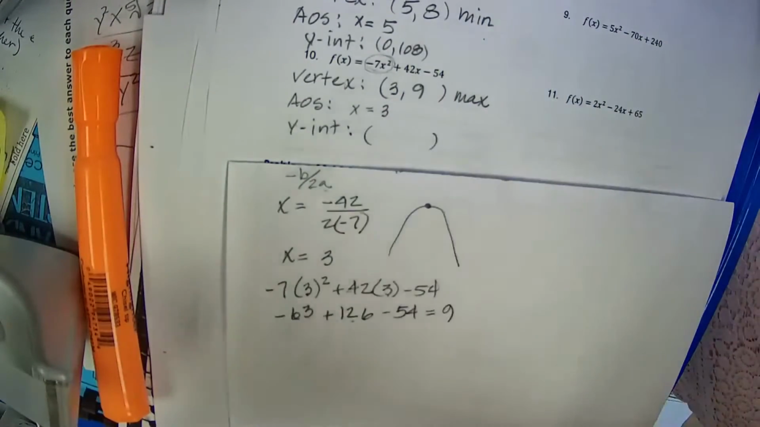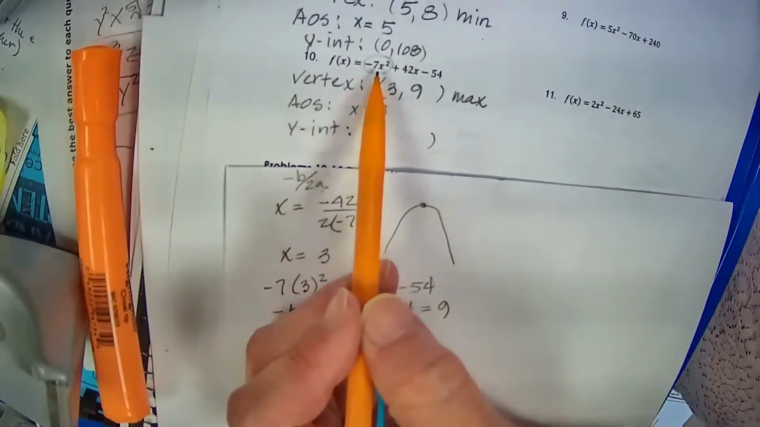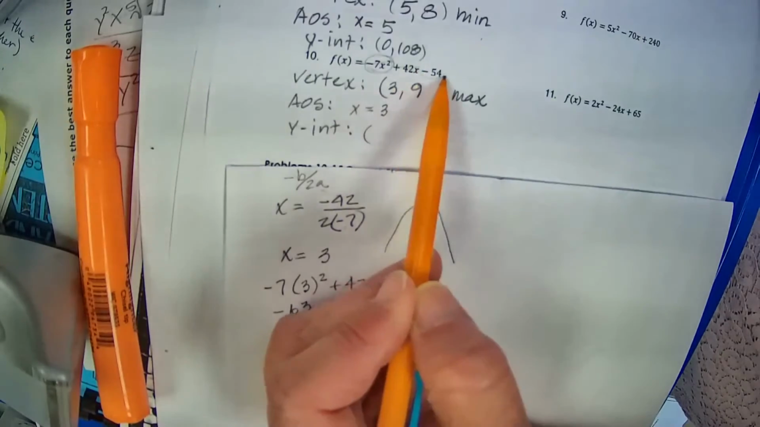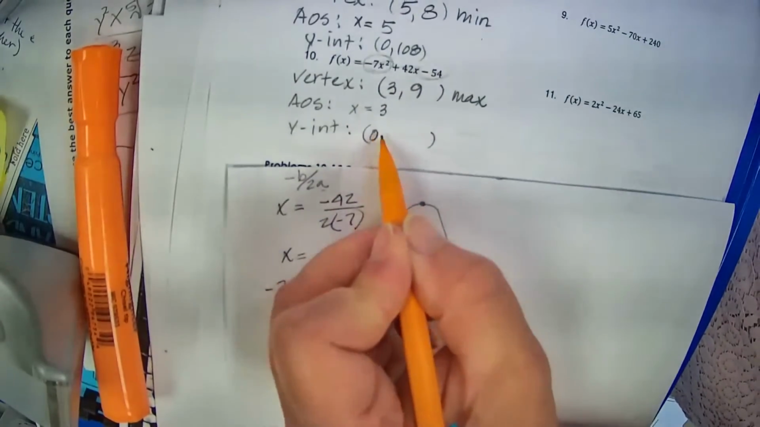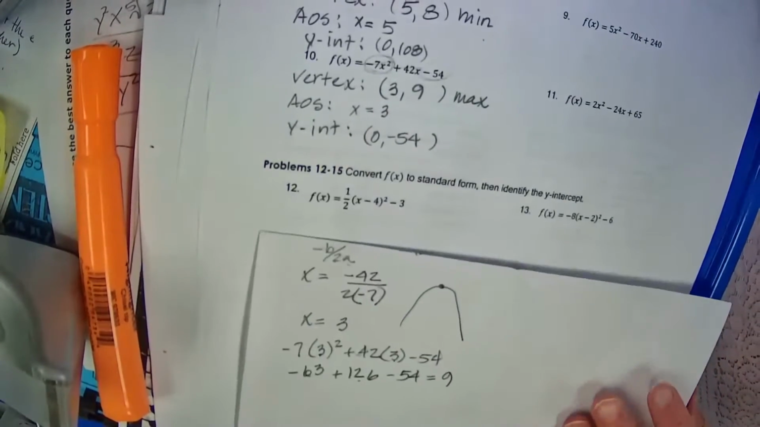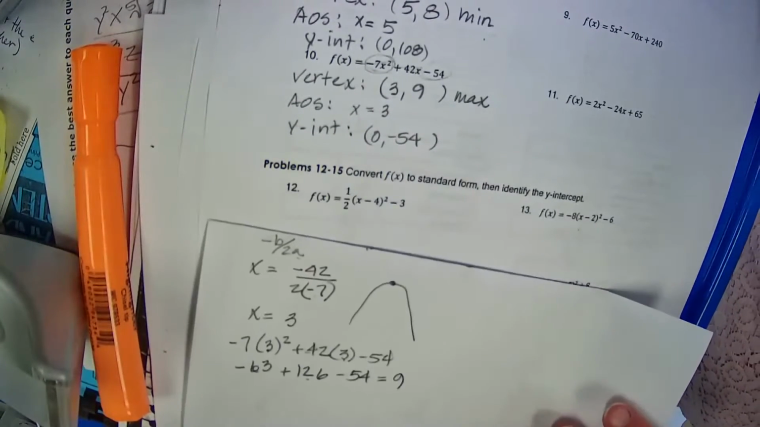There we go. All right, now, when we plug in 0 for x to get our y-intercept, the x squared goes away, the x goes away, and we're left with 0 and negative 54. There we go. Boom. Okay? All right.